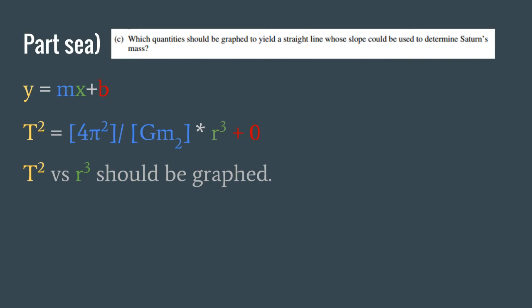In this case, the reason we're not calling m2 a variable is because we know it's a constant. We know it's not going to change, and that's what we're trying to find with the slope. So we want to leave m2 in the slope so that we'll be able to use it once we complete our graph. So t squared is our dependent variable, and r cubed is our independent variable. And the plus 0 I just put there because there's no intercept here, so we're just going to leave it as 0. But if there were an intercept, that's where it would go in the equation. So the quantities that should be graphed are t squared and r cubed.